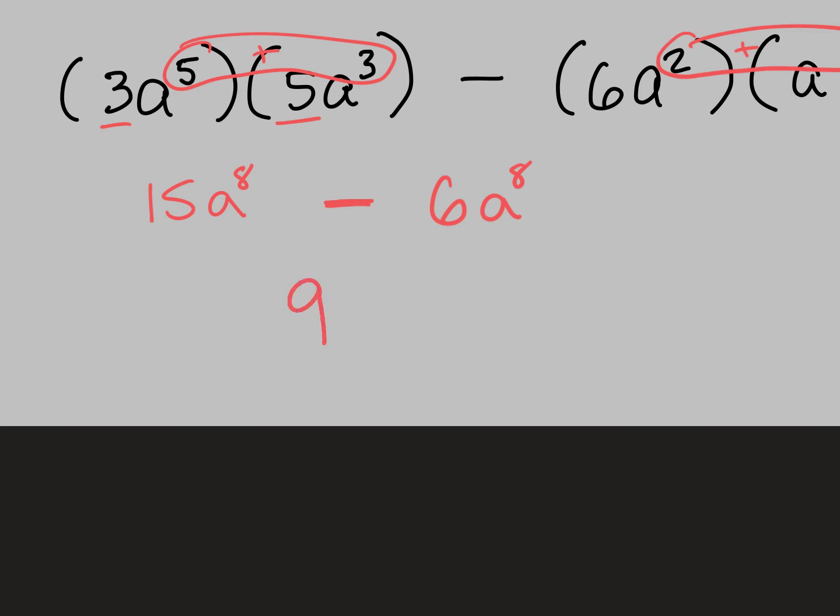And then what would my variable be? What comes next? A to the 8th power. Perfect. It just stays the same. Because they're the same, it stays the same. So you just subtract the coefficients, the rest of it stays the same.